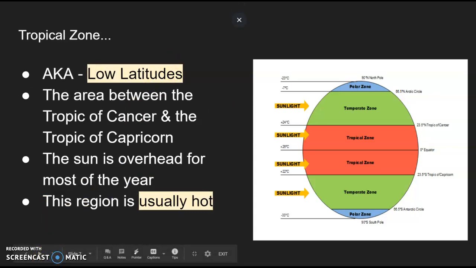And then last but not least, we have the tropical zone. This area is also known as the low latitudes, and it's the area between the Tropic of Cancer and the Tropic of Capricorn, and the equator runs right through the middle of it. In this area, the sun is overhead for most of the year, and therefore it is usually hot.